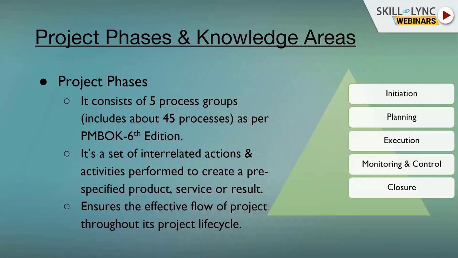If I talk about project phases, as per the PMBOK 6th edition, it consists of 5 process groups that include 45 processes, which are initiation, planning, execution, monitoring and control, and closure. It is a set of interrelated actions and activities performed to create a pre-specified product, service, or result, right? So we define each and every activity in a project into particular process groups: the initiating group, planning group, execution group, monitoring and control group, and then the closure group.